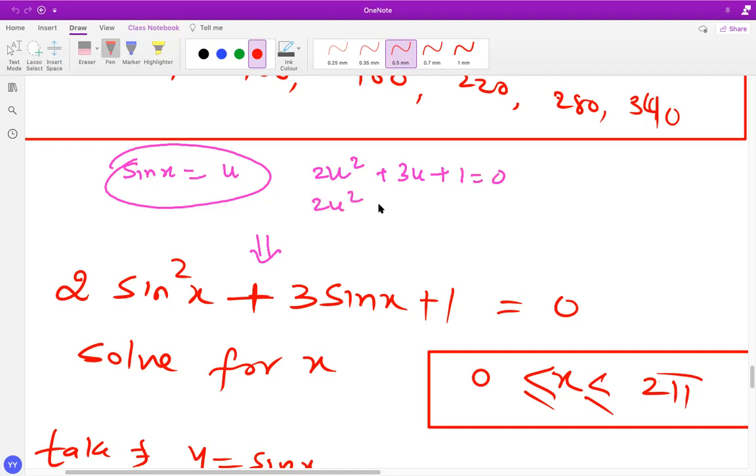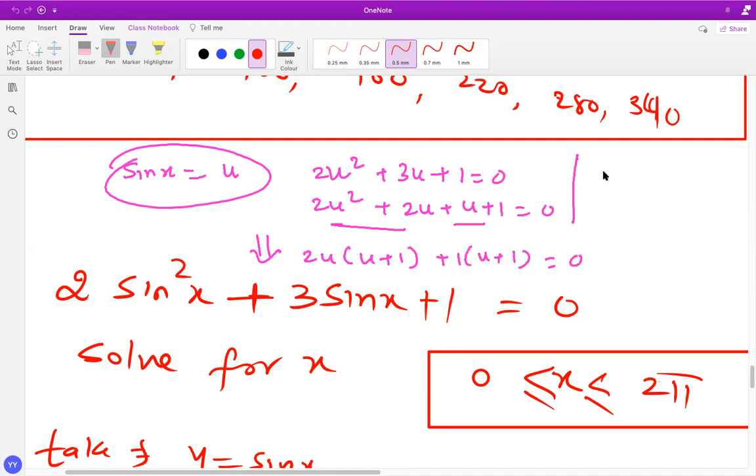When you factor this out, you get 2u squared plus 2u plus u plus 1 equals 0. Factoring, (2u plus 1)(u plus 1) equals 0. So u is either negative half or negative 1. So sine x is either negative half or negative 1. These are the two possible sine x values.